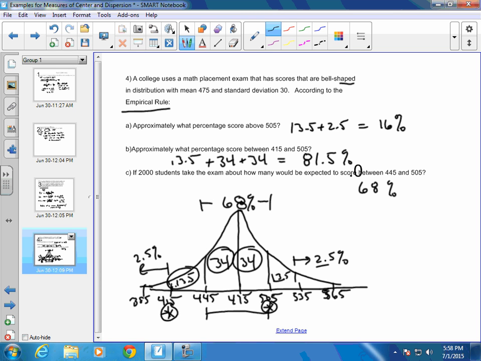Now we just have to say, if 2,000 people took the exam, then I have to multiply 2,000 by 0.68. 68% of 2,000 should be 1,360. Again, that's an approximation. About 1,360 would be expected to score between 445 and 505.